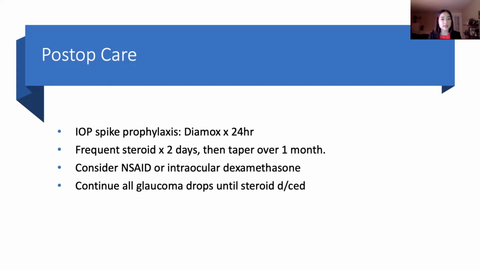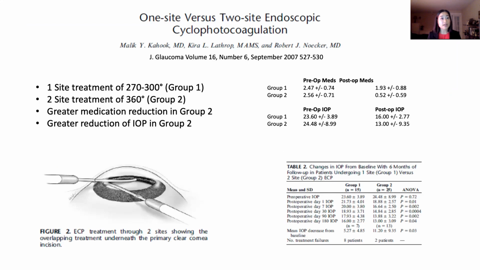You can consider NSAIDs or intraocular dexamethasone injection in patients who have a high risk of CME or inflammation. I usually continue all of the glaucoma medications until they're done with the steroid, but avoid pilocarpine because it can exacerbate inflammatory reaction. It's natural for new surgeons to treat conservatively, but it's pretty well established that 360-degree treatment is more desirable while still safe.